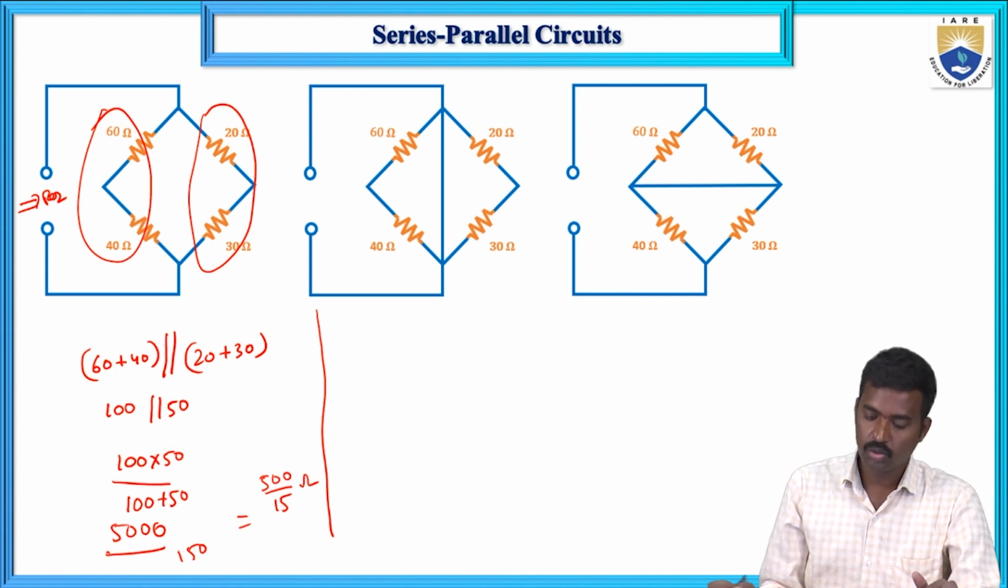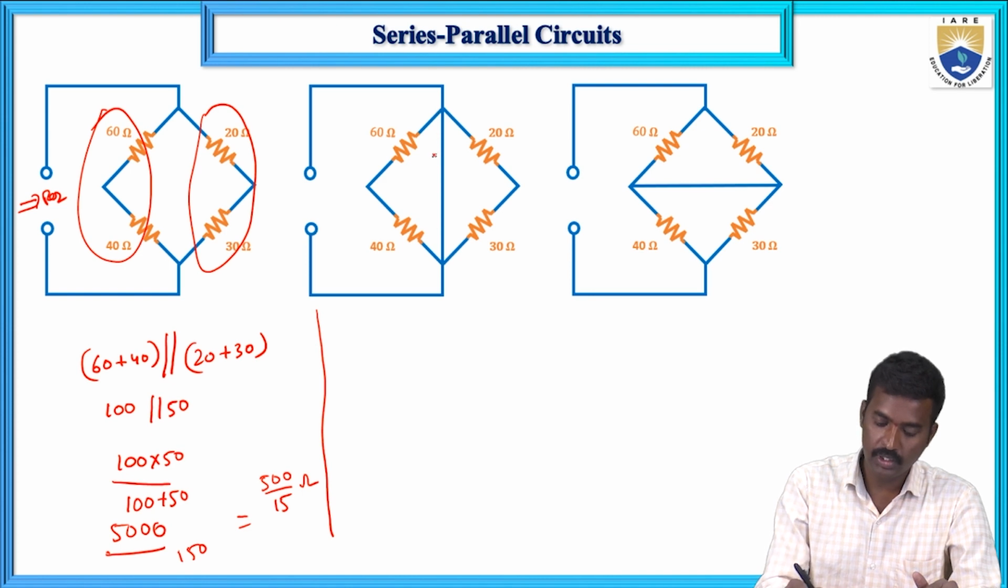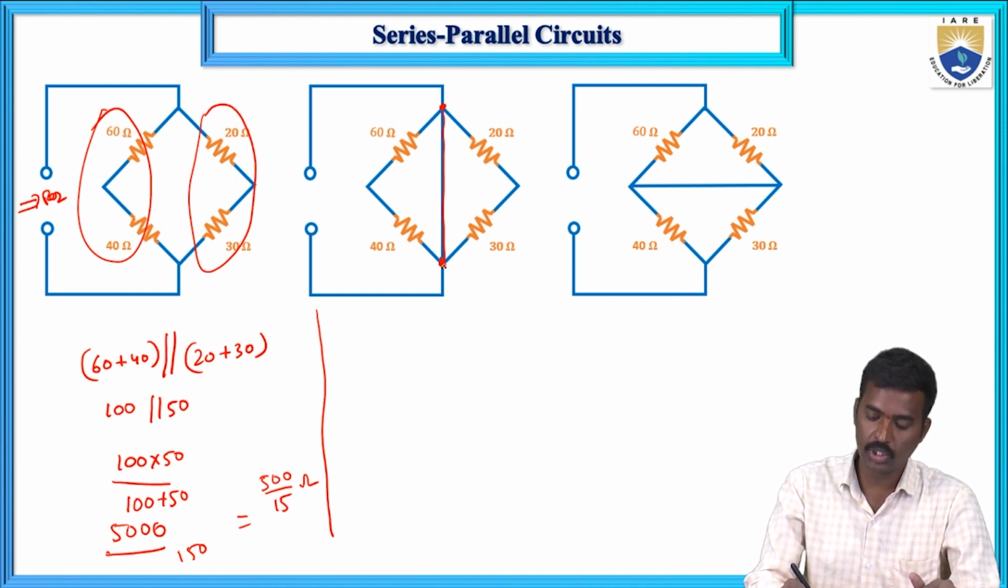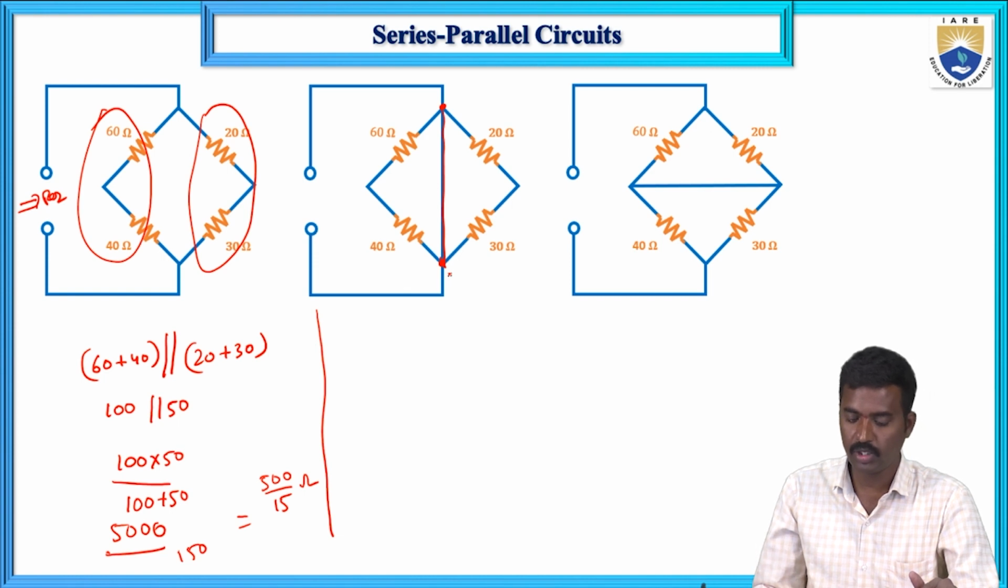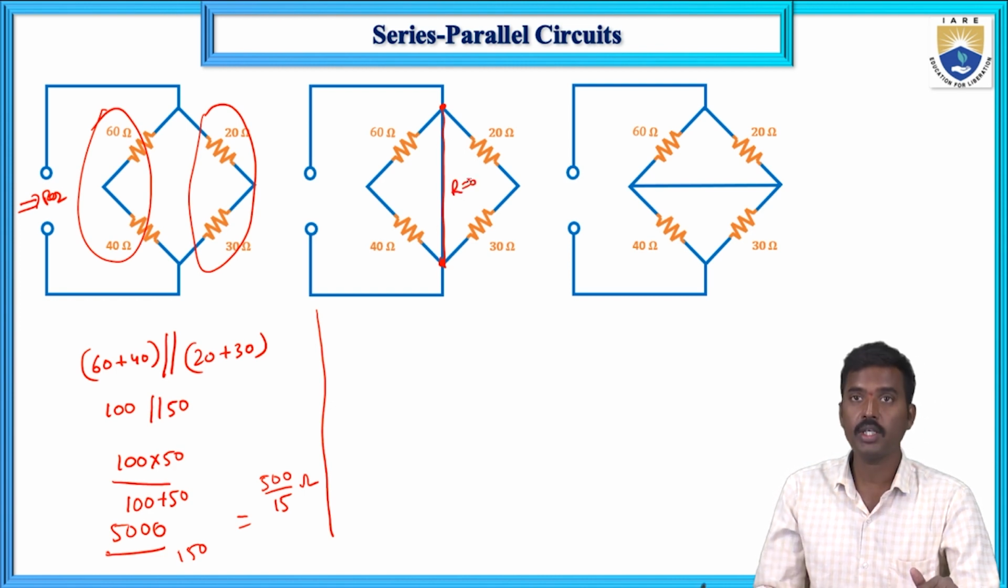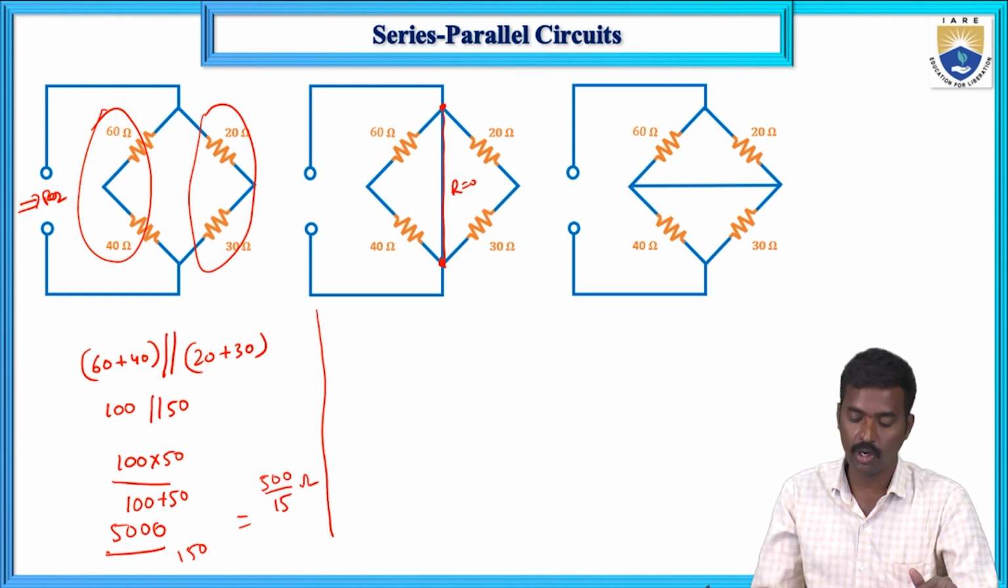Next case. Here the only difference is these two terminals. These two terminals are short circuited here. So if these two terminals are short circuited, what will happen to the circuit? This is the redundant branch. Short circuit resistance value is 0. So for a redundant branch, any element across the short circuit is completely short circuited.